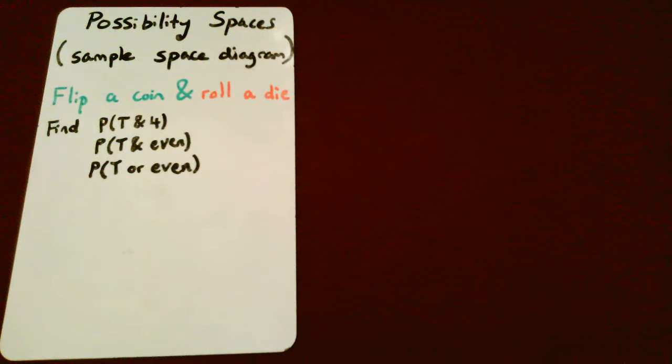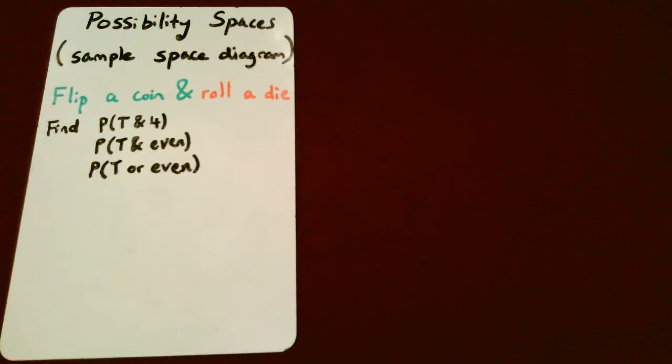Hello everyone, today we're looking at probability and looking at the topic of possibility spaces, also known as sample space diagrams. Now, the question I've got in front of you is I'm going to flip a coin and roll a fair dice, and what I want to find is the probability of getting a tails and a 4, a tails and an even number, or a tails or an even number.